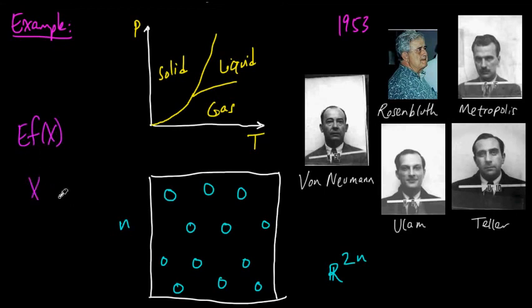And x here would be the state of all of these particles. So the state would be the position. Each of these particles has a position, and x would be the vector that contained the positions of all of these different particles.